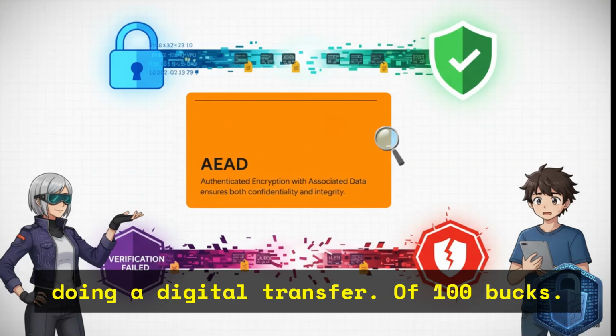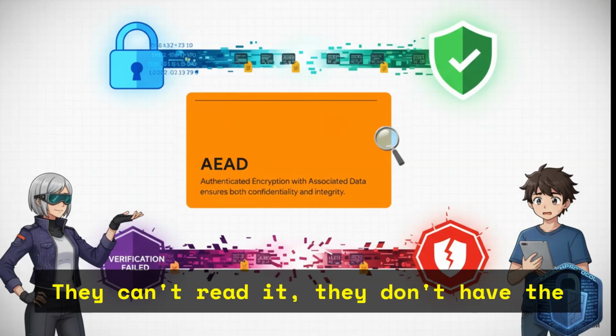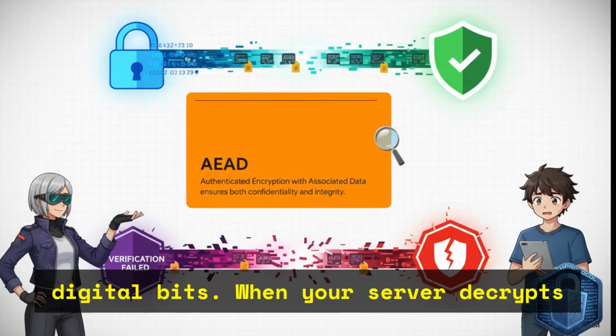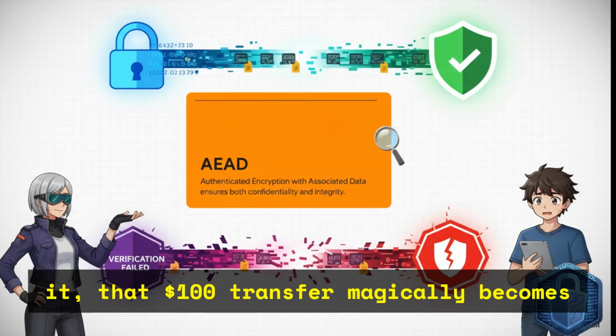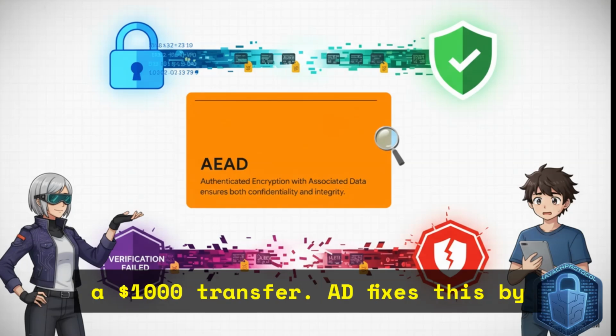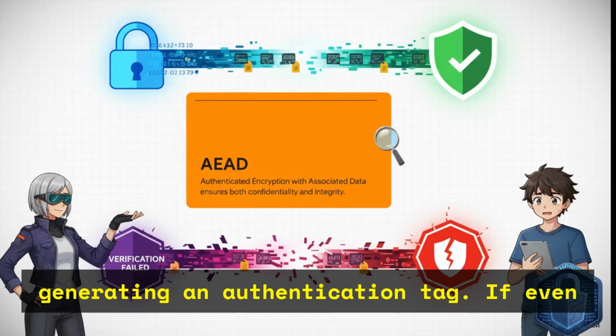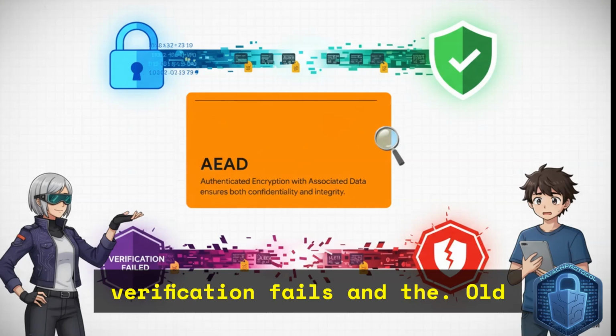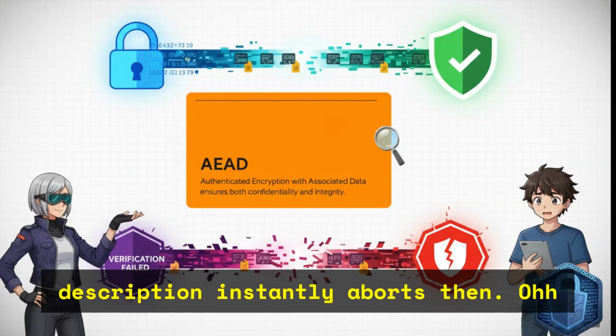Just imagine you're doing a digital transfer of $100. An attacker intercepts the ciphertext. They can't read it, they don't have the key, but they just flip a few random digital bits. When your server decrypts it, that $100 transfer magically becomes a $1,000 transfer. AAD fixes this by generating an authentication tag. If even a single bit is tampered with, the tag verification fails and the whole decryption instantly aborts.